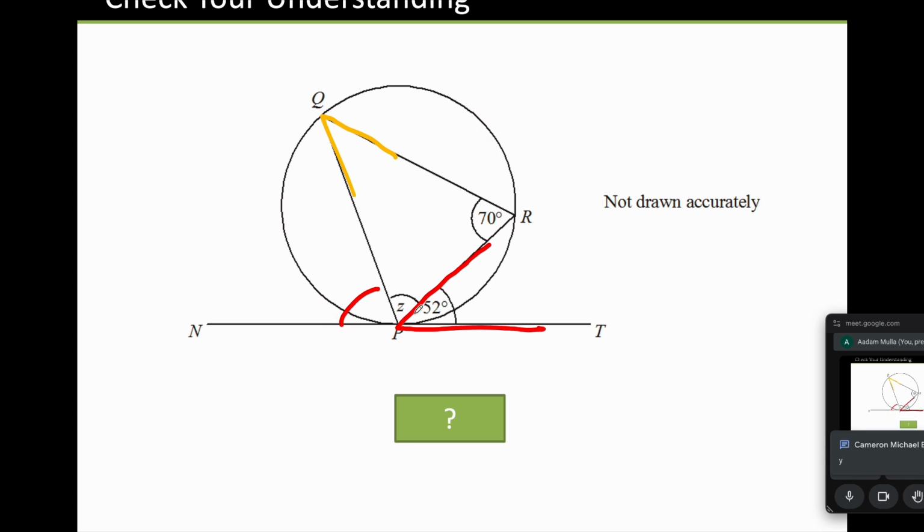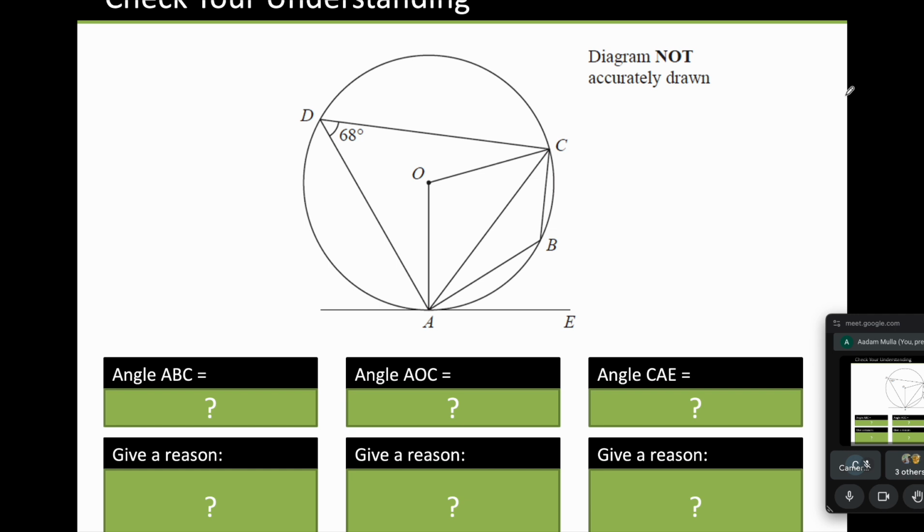Alright, let's go through this one. So we've got alternate segment theorem. I've put those two lines on so it's obvious. That's 52. That one's going to be 52. Got a triangle, so add them up together. That'll be 112. So 180, take away 112, which is 68. If you did want this angle, you would just use angles in a straight line, but I won't explain that. You can just figure it out.